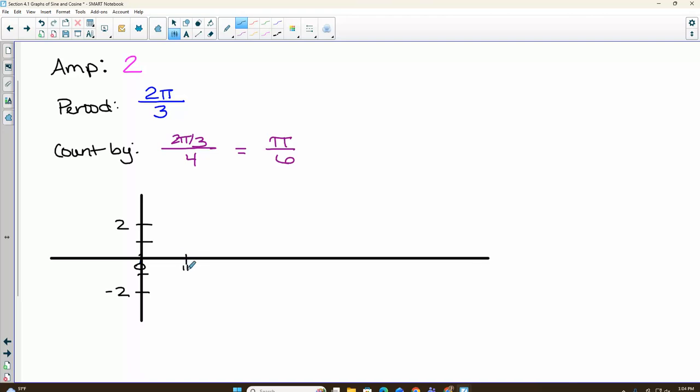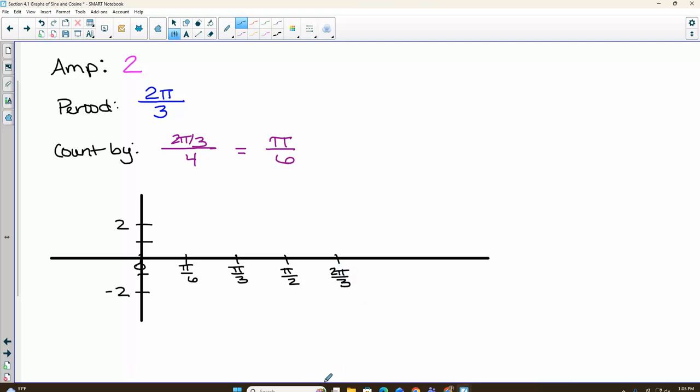My next point will be pi over 6. To get the next one, you just keep adding your count by. So we add pi over 6. What's pi over 6 plus pi over 6? 2 pi over 6, which reduces to pi over 3. Okay, 2 pi over 6 plus 1 pi over 6 would be 3 pi over 6, which reduces to pi over 2. 3 pi over 6 plus 1 pi over 6 is 4 pi over 6, which is 2 pi over 3.